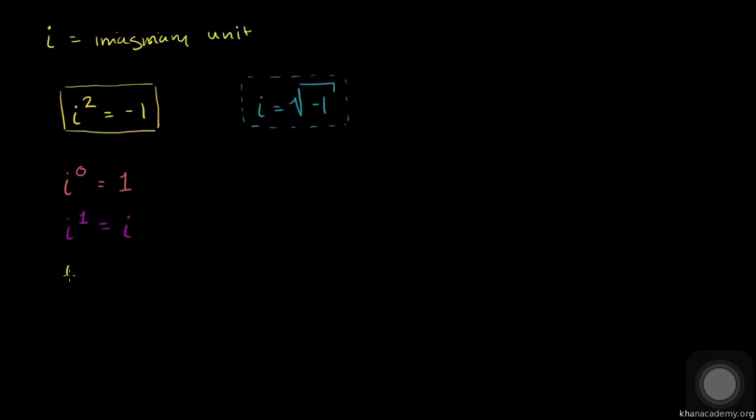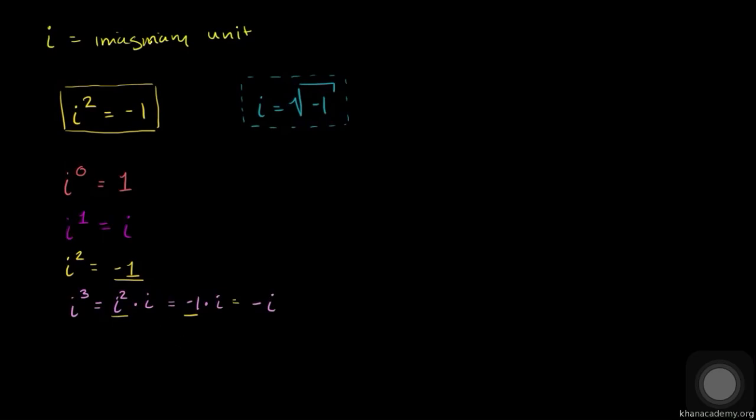And then you have i to the 2nd power. By definition, i to the 2nd power is equal to -1. Let's try i to the 3rd power. Well, that's going to be i to the 2nd power times i. And we know that i to the 2nd power is -1. So it's -1 times i. This is the same thing as this, which is the same thing as that. i squared is -1. So when you multiply it out, -1 times i, we'll write as -i.